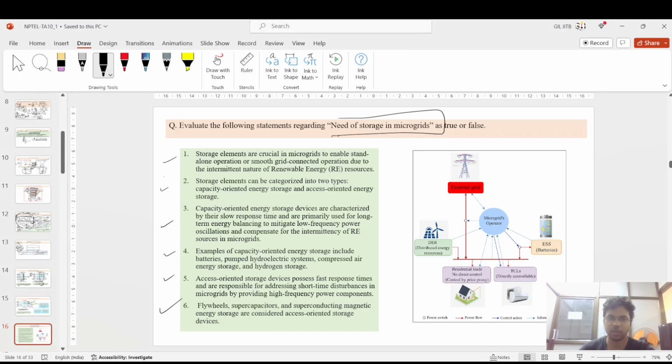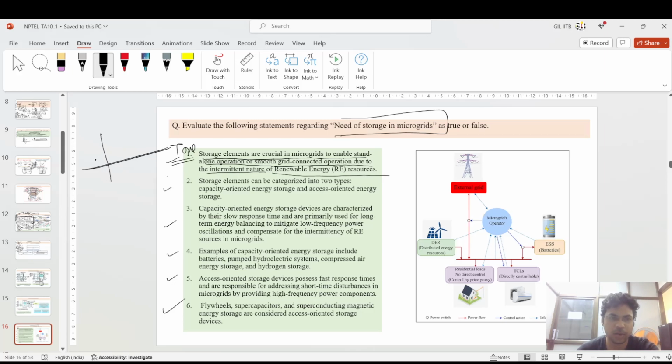Okay, then fine. I'm going to read the statements and give you some conclusions based upon that. The first statement says that storage elements are crucial in the microgrid to enable standalone operation or smooth grid connection operation due to the intermittent nature of the renewable energy sources. That is true.